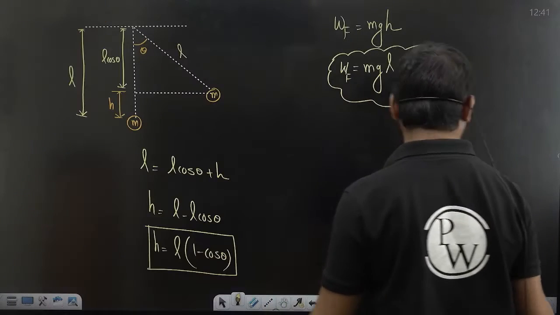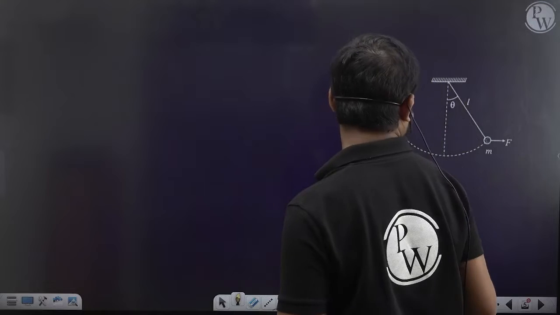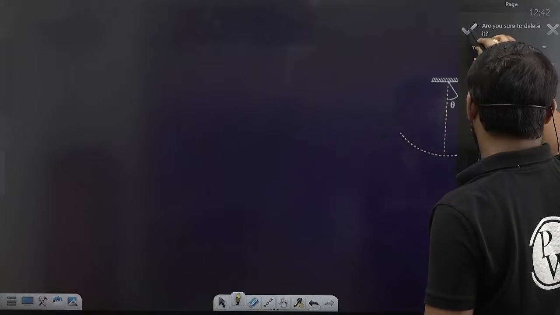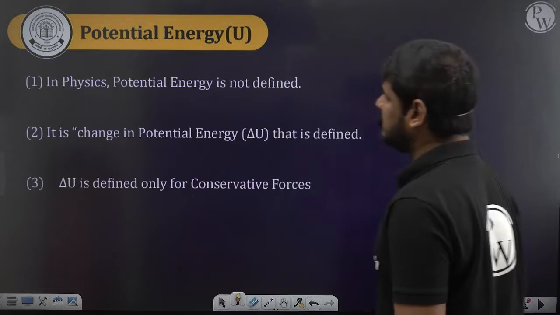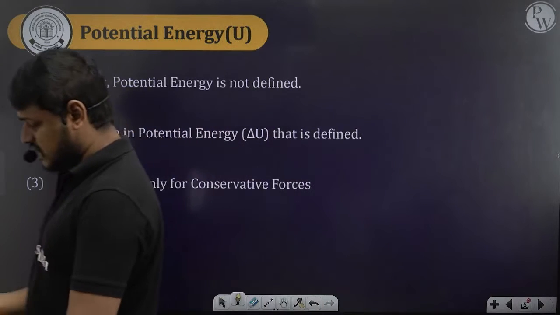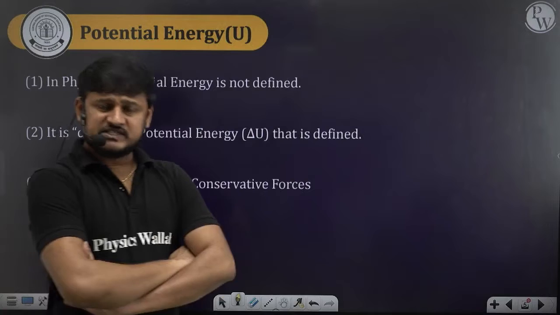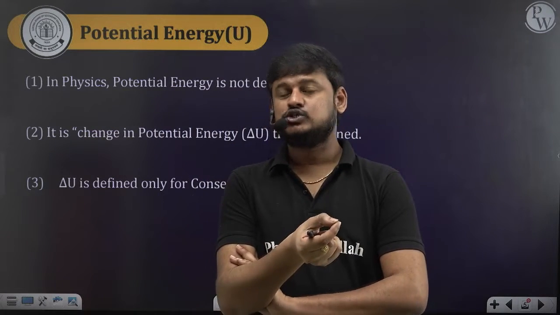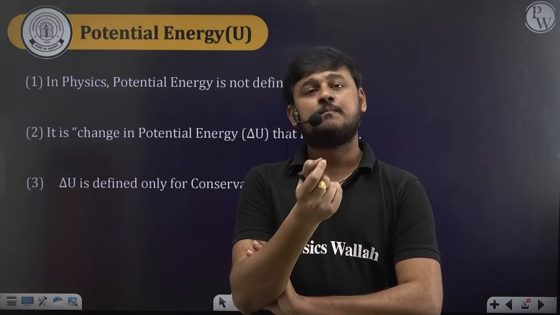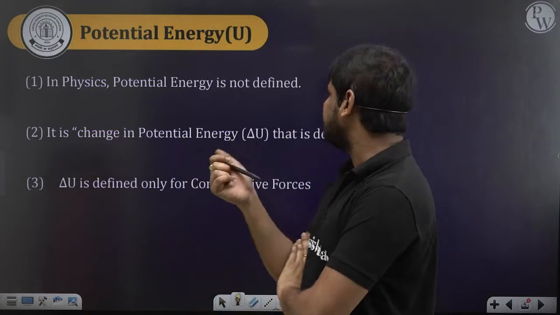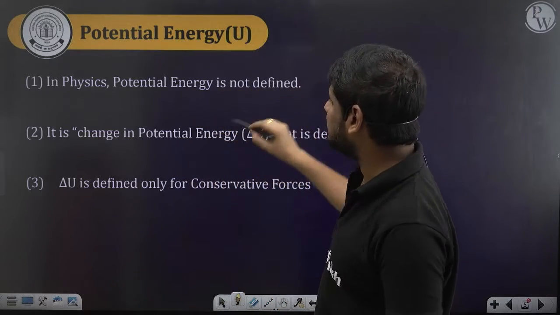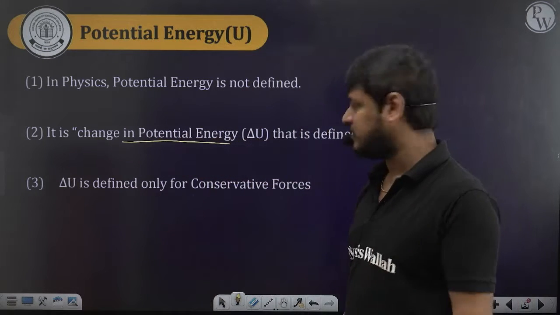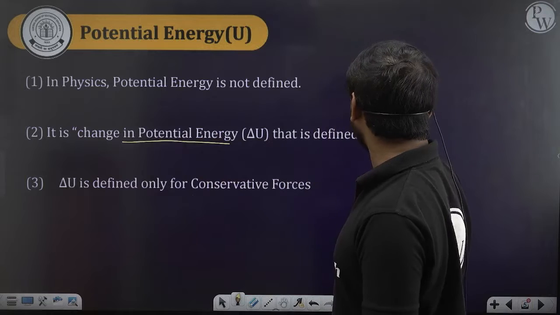So the interesting question starting itself, so we don't need another slide here. So next, let's go for the potential energy. Basically in physics, the potential energy at a point is not defined. What is defined is the potential difference. The change in potential energy is defined always, that is delta U is defined.